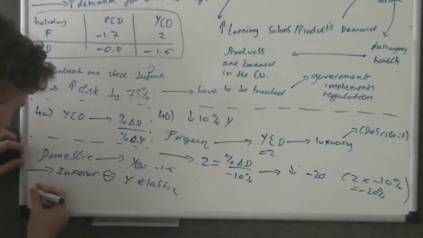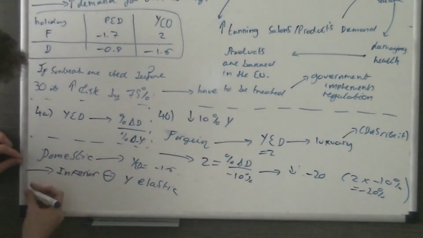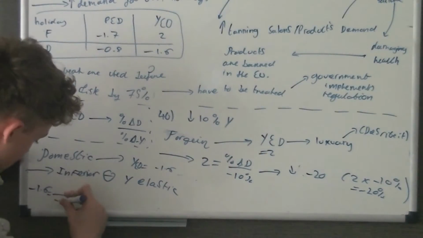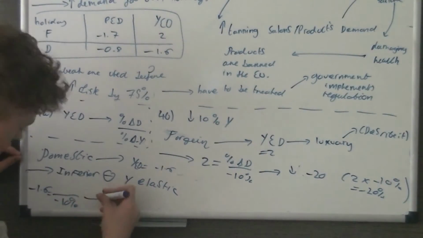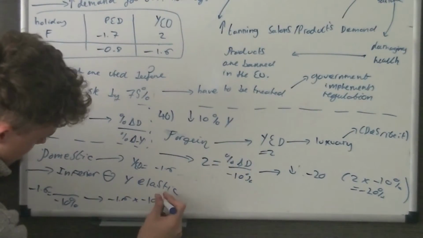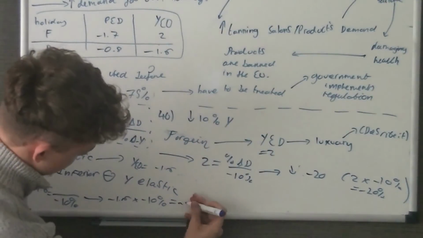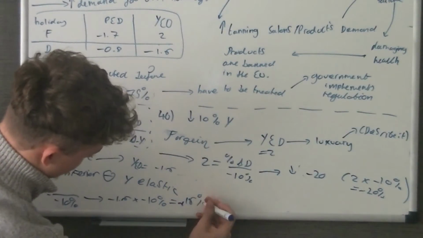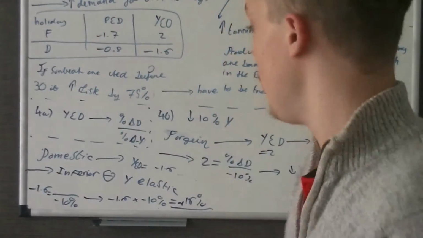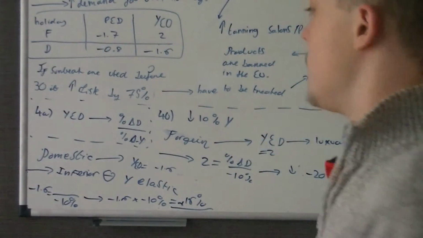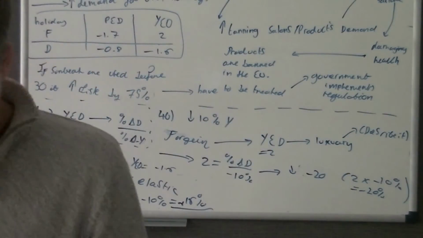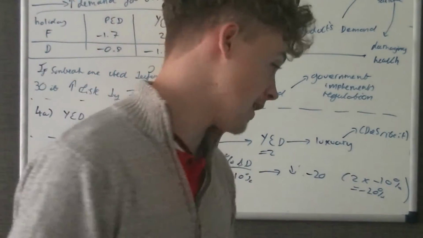And obviously we use the same formula we did here. We're given the YED of minus 1.6. We know income is falling by negative 10%. We times negative 1.6 by negative 10%. That gives us a positive increase of 16% demand. So what you do for these kinds of questions is you say what the figure means, put it into a formula, say how it affects demand, and if you're given a value, expand on that, say it's income elastic or income inelastic.